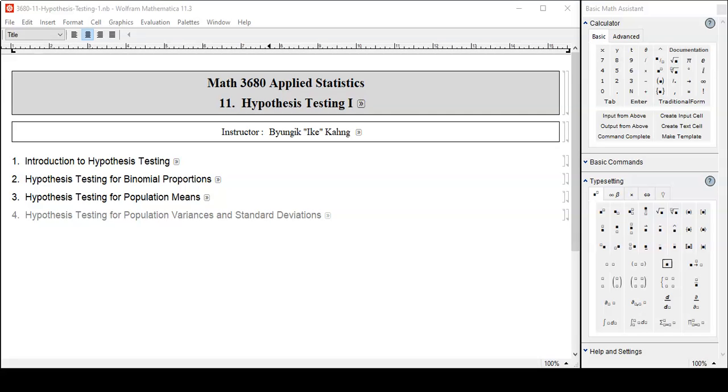Hello students, let's begin lesson 11. Lessons 11 and 12 will cover chapter 8 of our textbook, hypothesis testing.